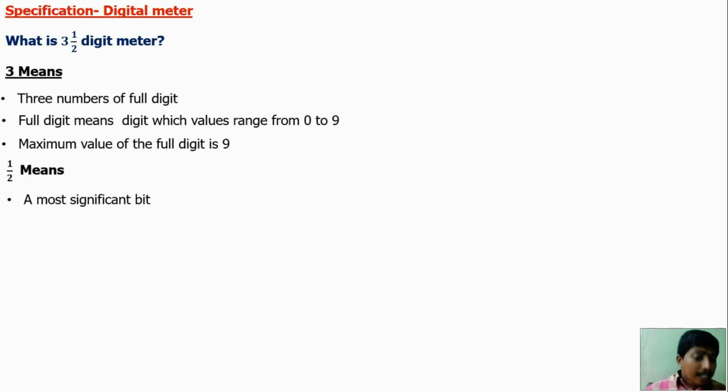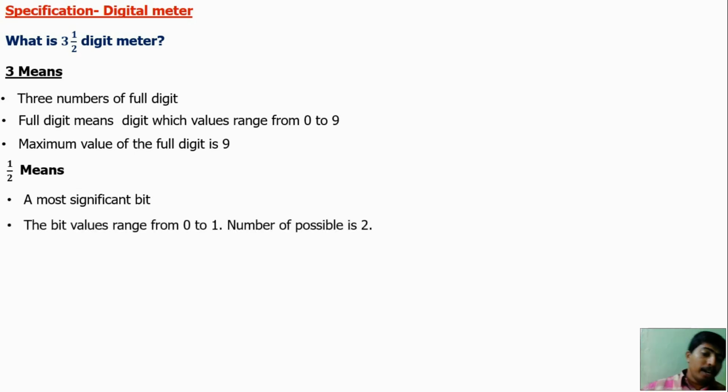Here is the most significant bit, only one bit. The bit values range from 0 to 1. The number of possible values is 2. This 2 represents the possible values 0 and 1. This 1 represents the maximum value of the bit. Here 3 represents 3 full digits. Half represents 2, the number of possible values, 0 and 1, and 1 means the maximum value of the digit is 1.